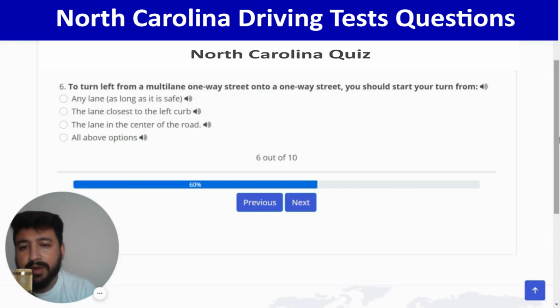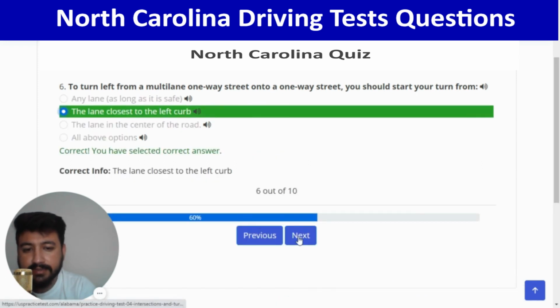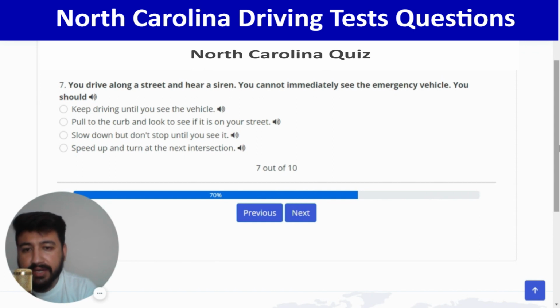To turn left from a multi-lane one-way street onto a one-way street, you should start your turn from... The right answer of this question is the lane closest to the left curb. Correct, and next. You drive along a street and hear a siren. You cannot immediately see the emergency vehicle. You should... The right answer of this question is pull to the curb and look to see if it is on your street. So let's click on the second option.